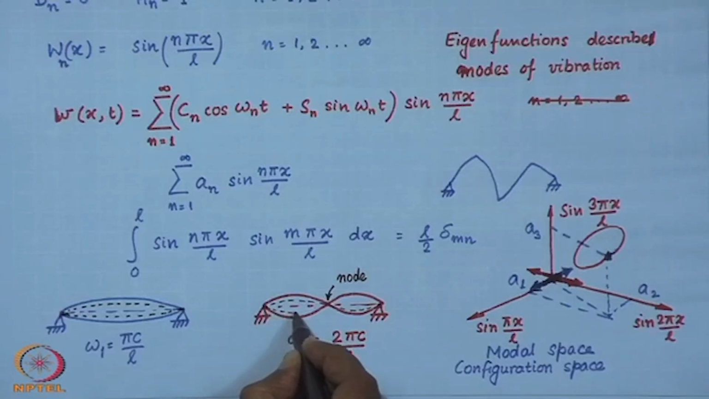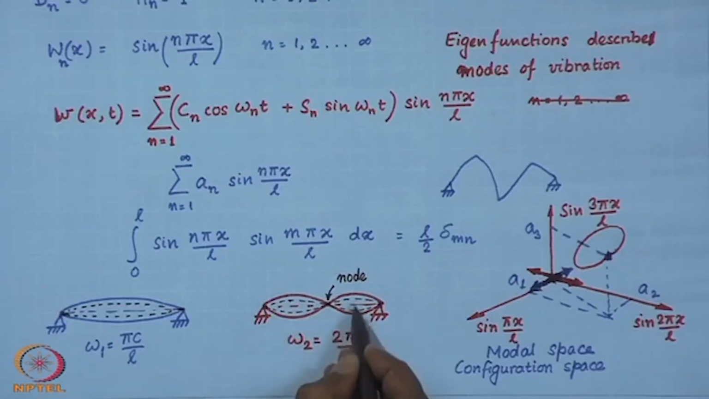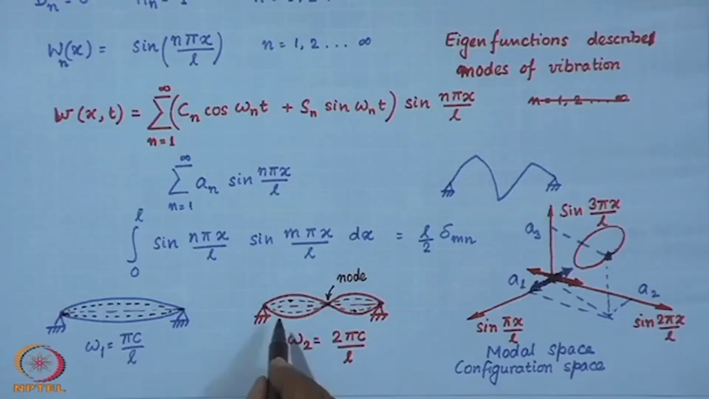Here the intermediate configurations look like this. So, you see a point here and a point here, they are simply out of phase. When this is moving up, this is moving down and vice versa. But two points in this lobe are moving in phase. So, the phase difference between two points of the string is either 0 or pi. Now I will demonstrate these modes using a small experiment.